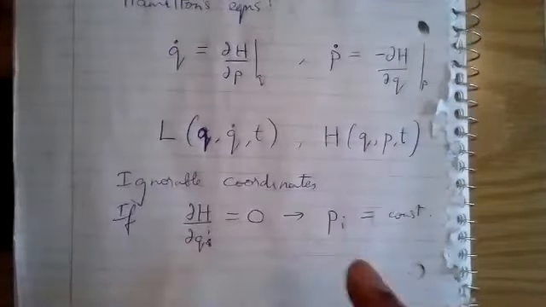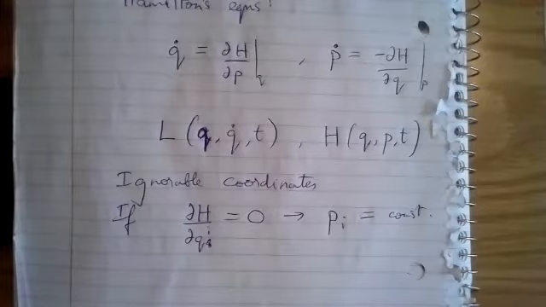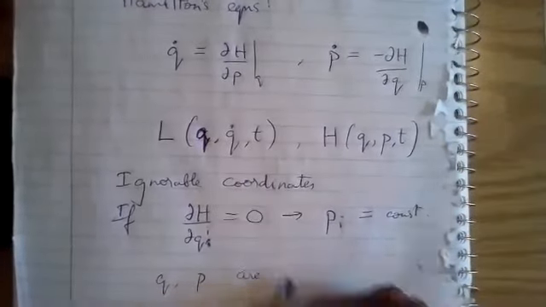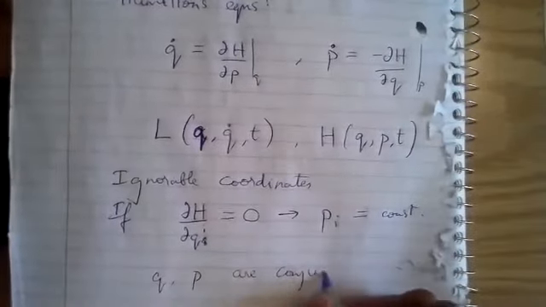So yeah, q and p occur in pairs, right? Even if you have multiple q's, each one will have a corresponding p. And what we say is that those q and p are conjugate variables.